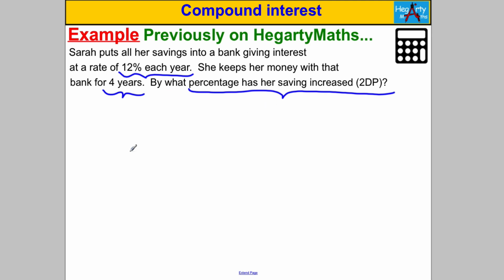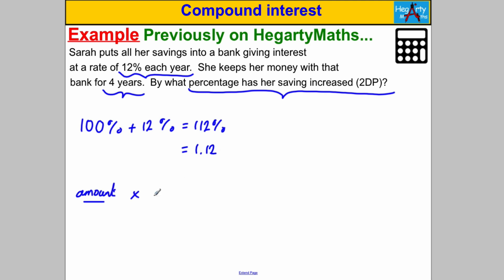Now, we don't have an amount for Sarah, but we don't need it, because a 12% increase, let's think about that. If you have 100% and you increase by 12%, you have at the end 112%, and as a decimal multiplier, that's 1.12. We've used those in the previous examples. Now, if you are going to increase by 12% in each of 4 years, assuming compound interest, we're going to multiply by this 4 times. Whatever our amount is, it doesn't really matter. Our amount here, we're going to multiply by this 4 times, or 1.12 to the power of 4, and it will give us our new amount.